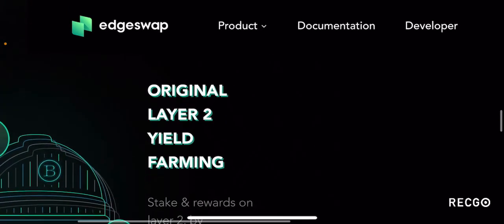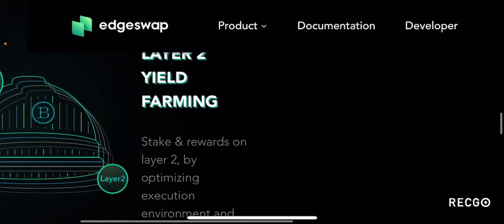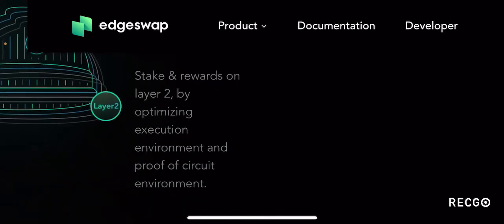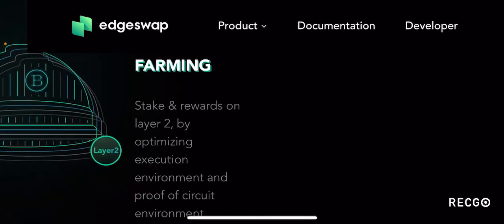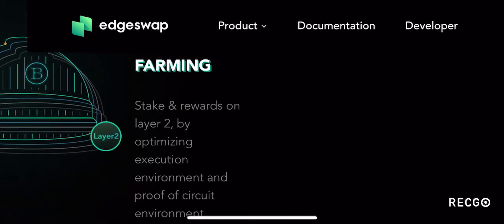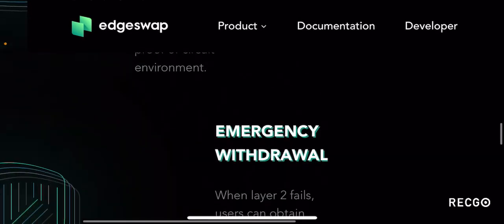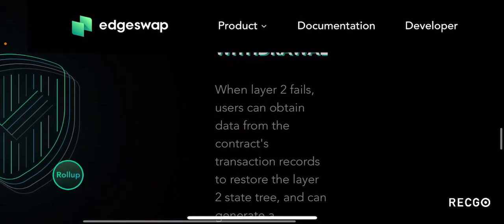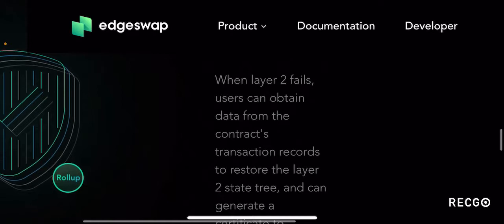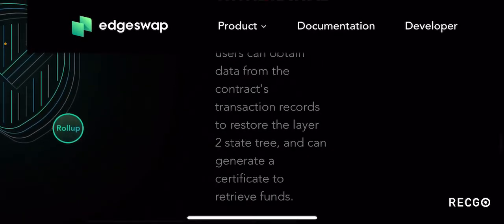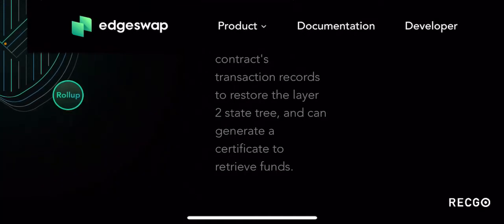And original layer 2 yield farming, so you can get some of the best yield farming on their platform through the second layer solution. Obviously, there's a lot of competition for second layer solution yield farming projects, and they are offering some of the best rewards out there, right? If you scroll below, emergency withdrawal. So if you, for some reason, want to withdraw your funds in an urgent way, they allow you to do that using their emergency withdrawal, which you can read about here, right?